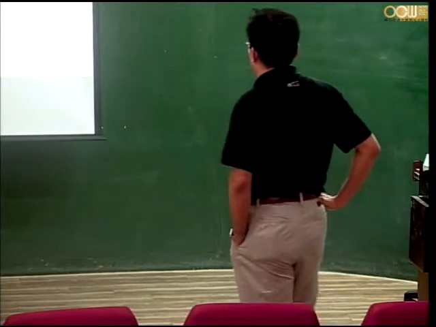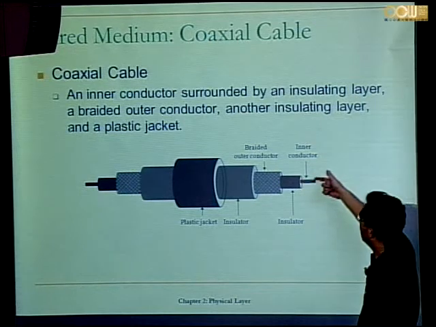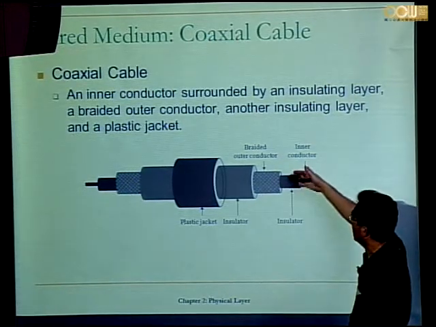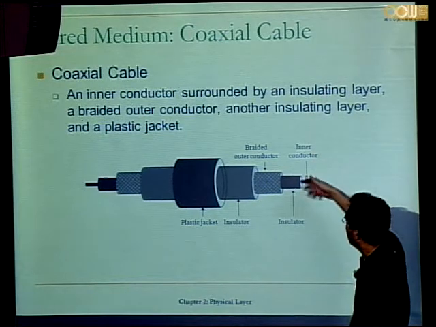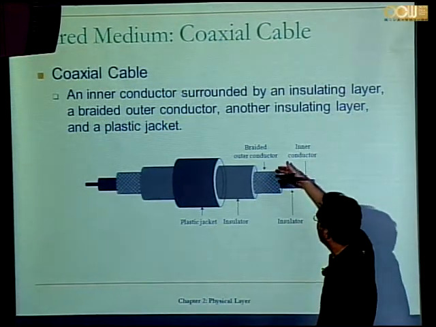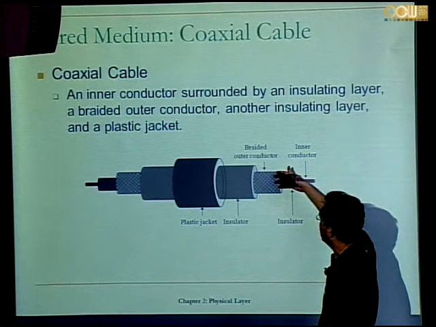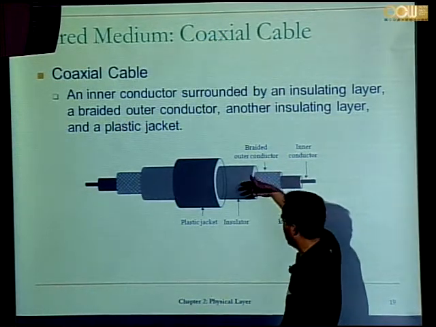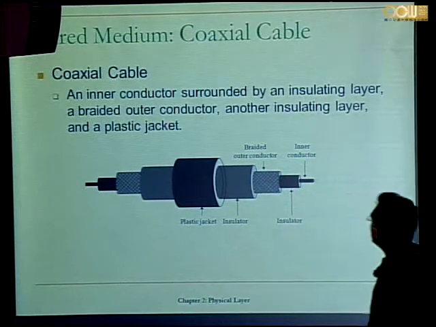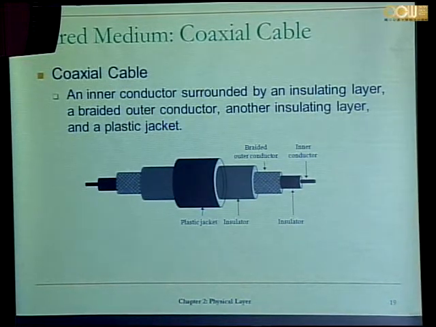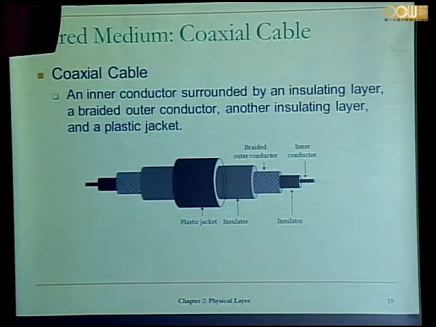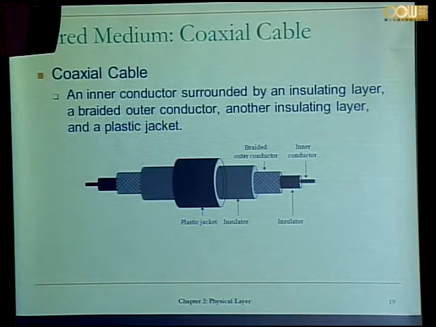Okay, and there's an inner conductor, which is copper, and then an insulator to protect this inner conductor. And then there will be another conductor, a braided conductor, and then another layer of insulator. So basically, two wires, one inner, one braided, and they are separated by the insulator.